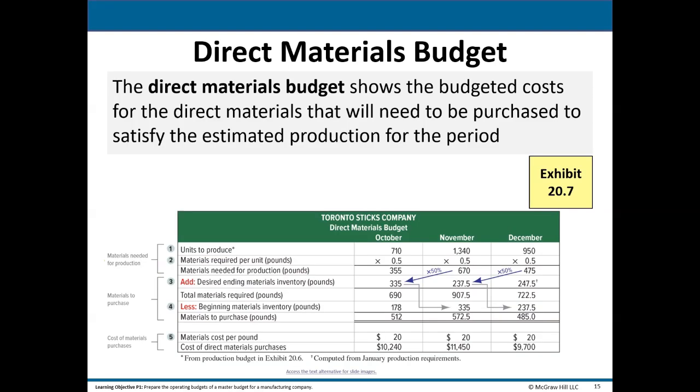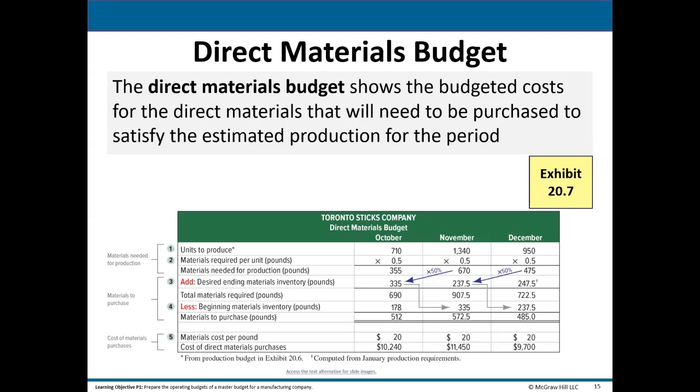So here's our direct materials budget. It shows the budgeted costs for the direct materials that must be purchased to meet the budgeted production. Whereas the production budget showed units to produce, like we said, the direct materials budget is now translating those units into budgeted costs with the dollar amount. So Exhibit 20.7 shows the direct materials budget for TSC. And they have 5 steps to prepare it.